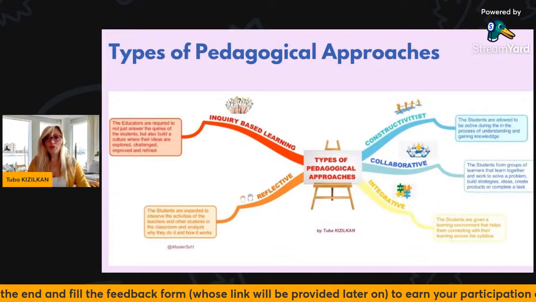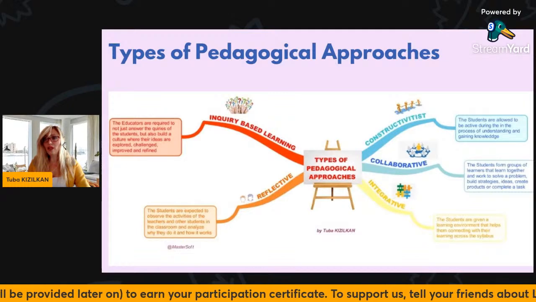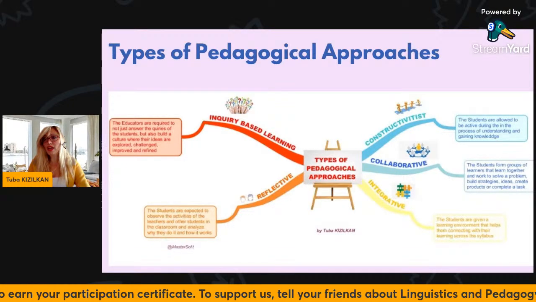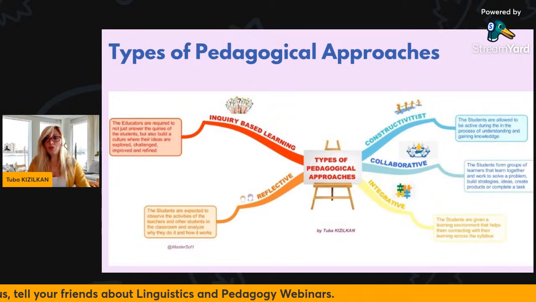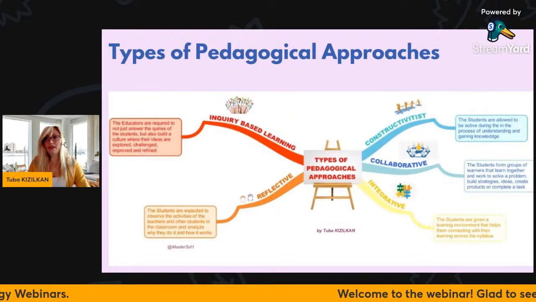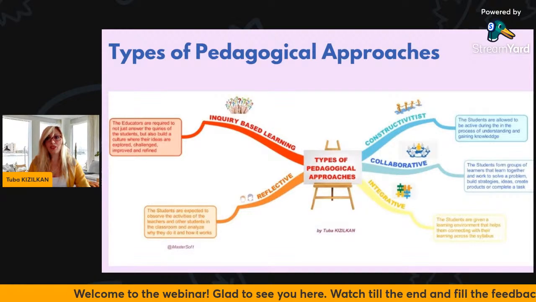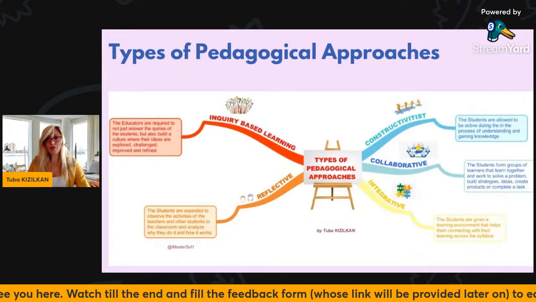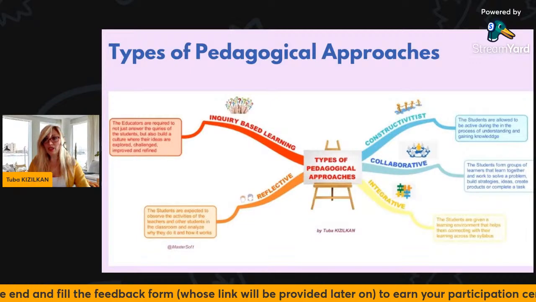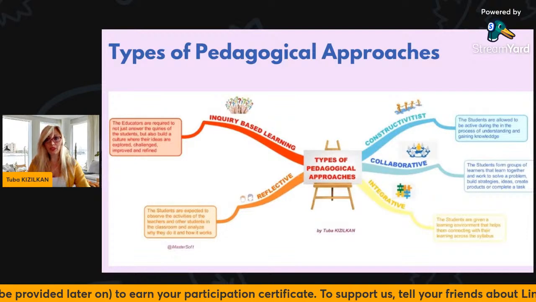And we have another approach, called the collaborative approach, which means that the students form groups of learners that learn together, and they work together to solve a problem, to solve an issue. And they are also supposed to build strategies and create new ideas and products, and complete a task by this collaborative working. And we also have an integrative approach, in which the students are given a learning environment that helps them connect with their learning across the syllabus.